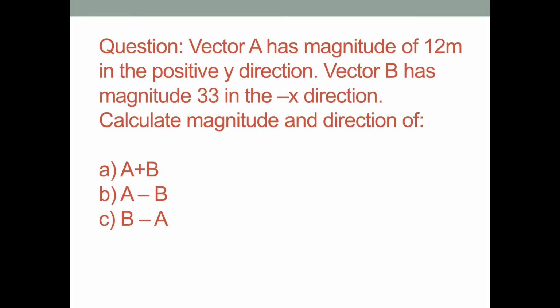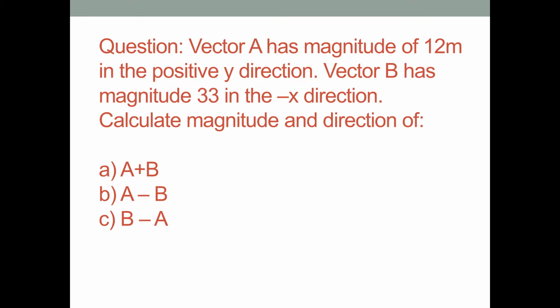So the question is, vector A has magnitude of 12 meters in the positive y direction. Vector B has magnitude 33 in the negative x direction. Calculate magnitude and direction of A plus B, A minus B, and B minus A. Like every other physics question, the first thing you want to do is 1. Draw a diagram, and 2. Extract information and change it to math.